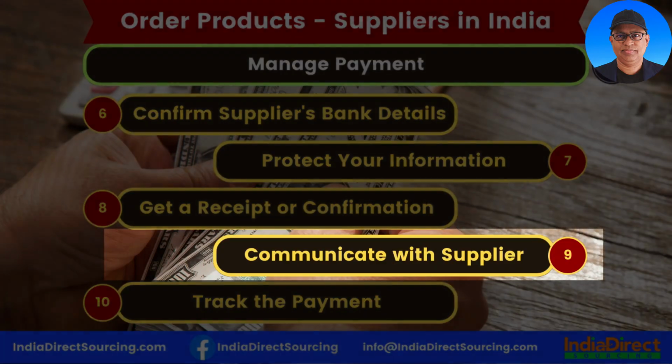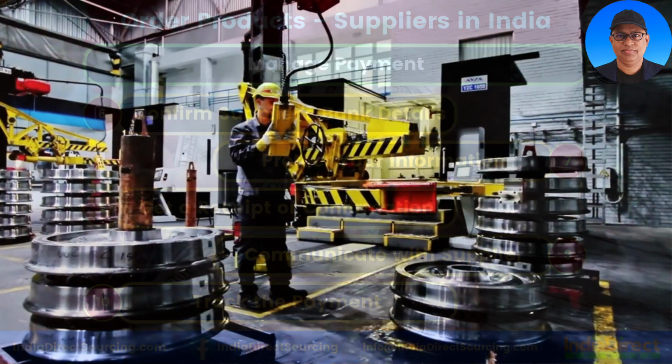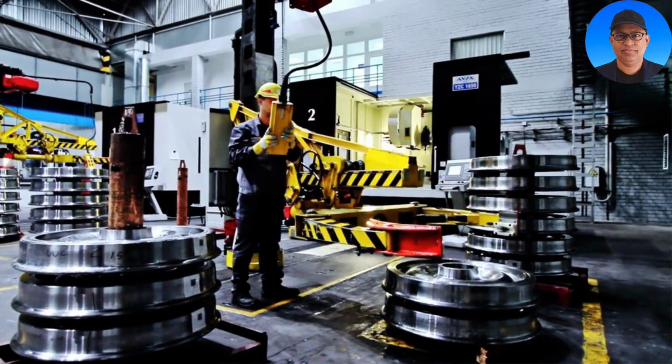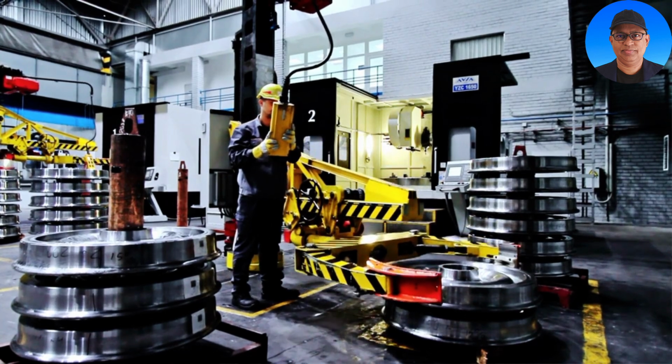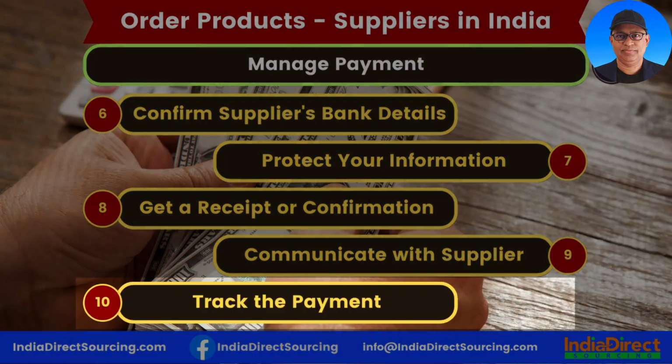Step 9 is communicate with the supplier. Let your supplier know when you have made the payment. This helps them keep track of the transaction too, and they will be aware to start manufacturing and start preparing for the shipment also.